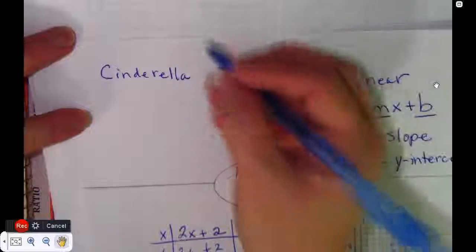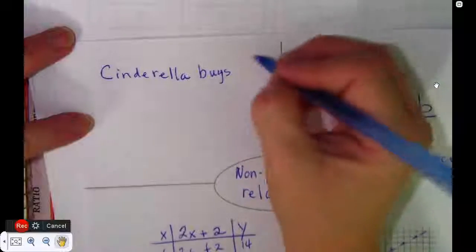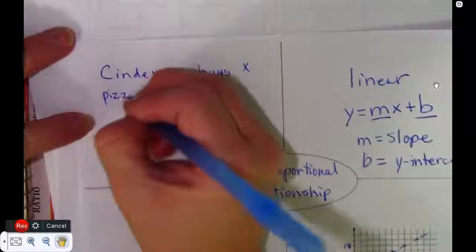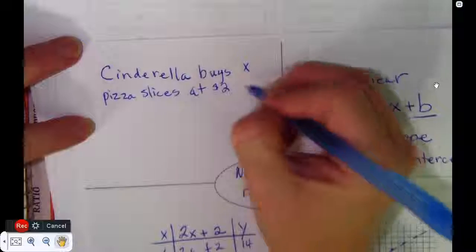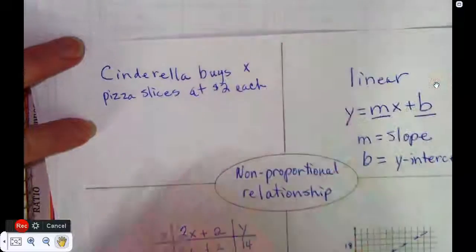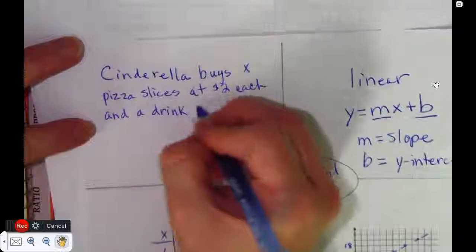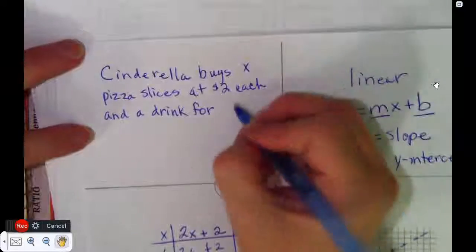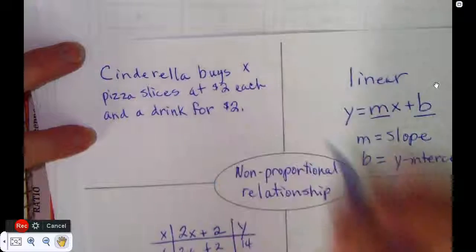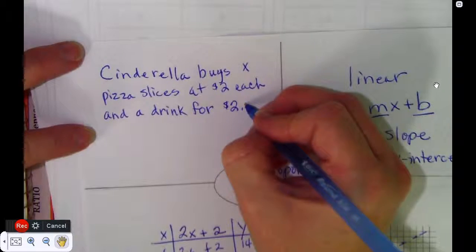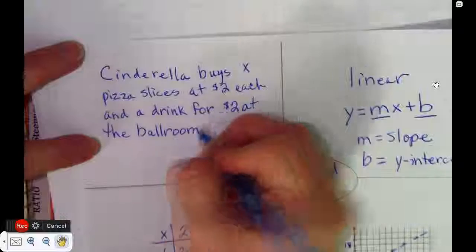Cinderella buys x pizza slices at $2 each. And a drink for what? What did she pay for a drink? $2. At the ballroom dance.